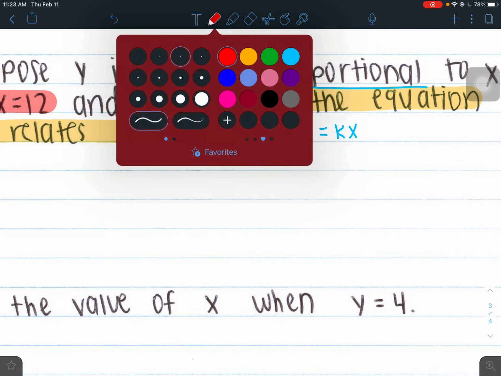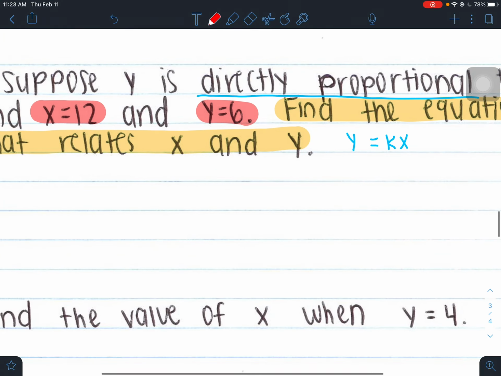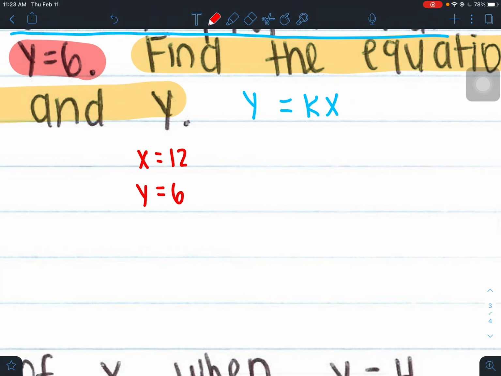All right, so let's go ahead and write down what we've been given. We've got the direct proportion part. Let's do the red part. It says x is 12 when y equals 6. The first step is you've got to solve for k. Just like when we don't have our slope, we have to solve for the slope. If they don't give us a constant of variation, we have to solve for the constant of variation.